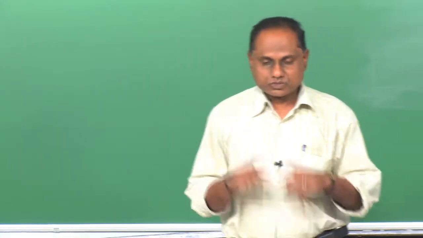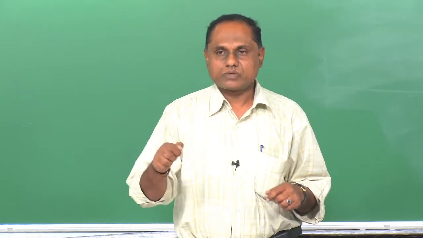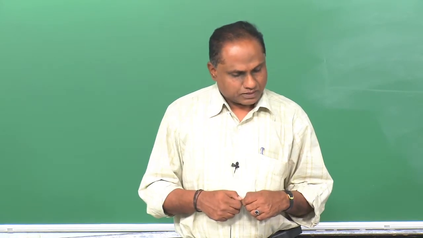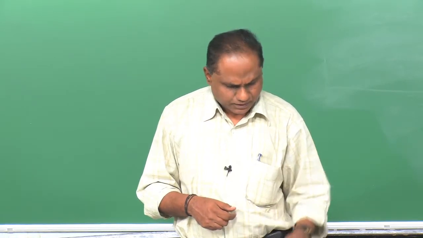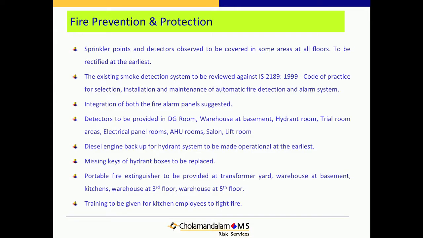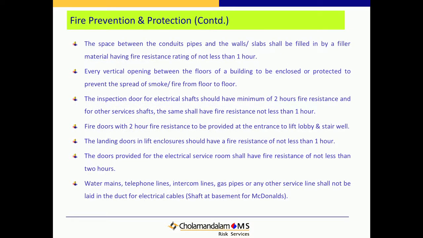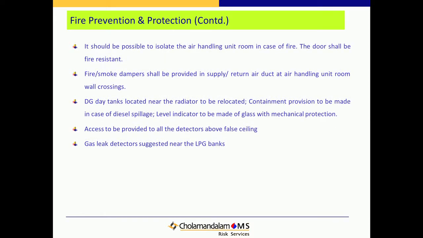Then most of the hydrant points, they're not able to access them. They're all kept locked. Then training. Kitchen is the area where in malls most of the fires occur. They have LPG and all those things. People are not aware of what they will do in case of fire, or how they will tackle it. Then see, fire doors are not there, landing doors, water main lines and others are not linked. I'll just show you photographs. So many observations are there.